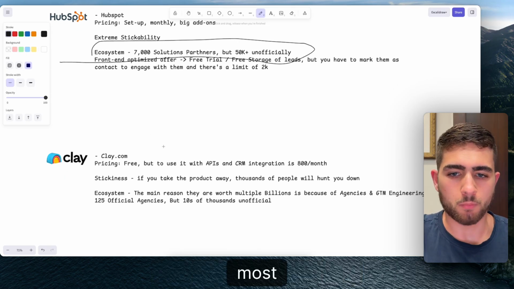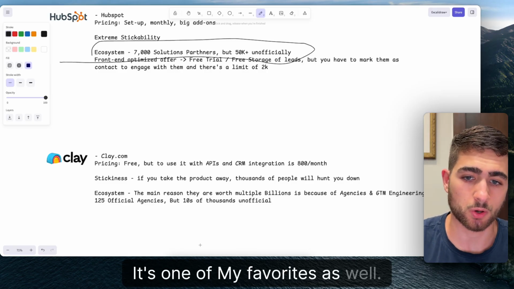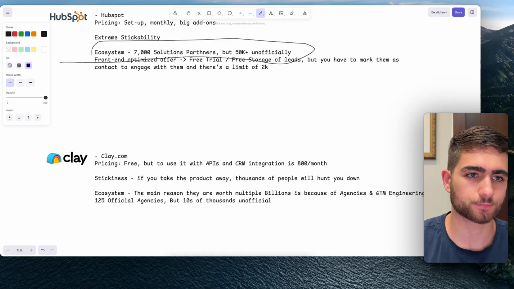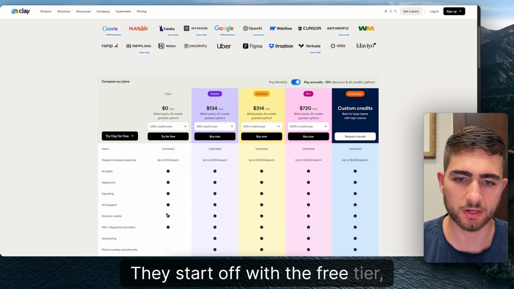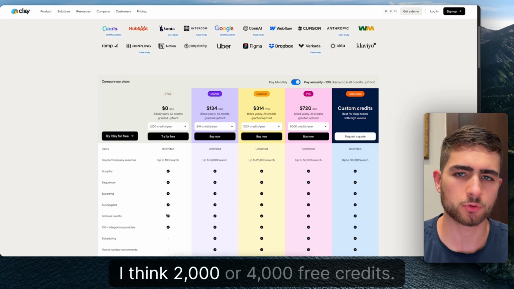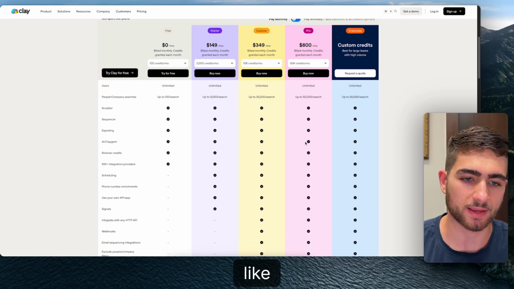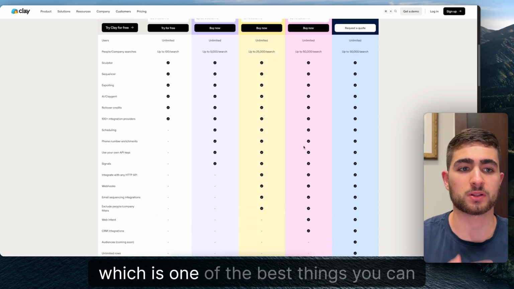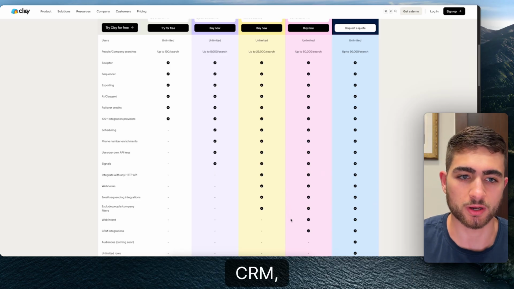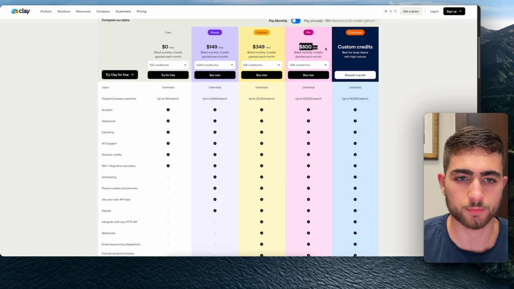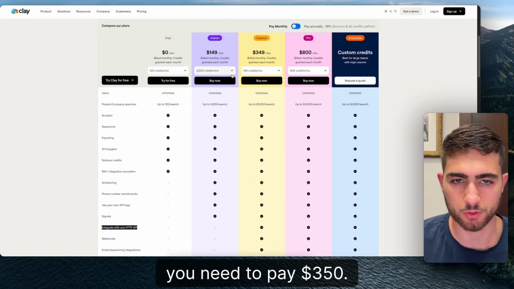Okay. Then we have Clay.com. It's one of the most recent explosive growth softwares out there. It's one of my favorites as well. So they start off with a free tier. Let's go to their pricing. They start off with a free tier. They give you, I think, 2,000 or 4,000 free credits. But then if you really want to do anything like connect Clay to your CRM, which is one of the best things you can do with Clay, to get some really good data in your CRM, you actually need to pay $800. Or if you want to use your own APIs, you need to pay $350, right?